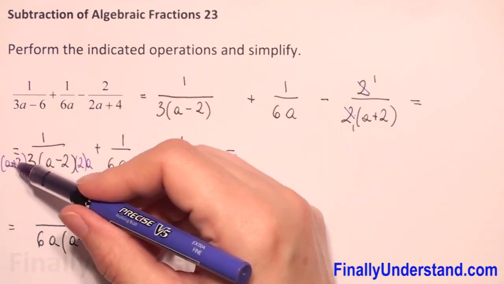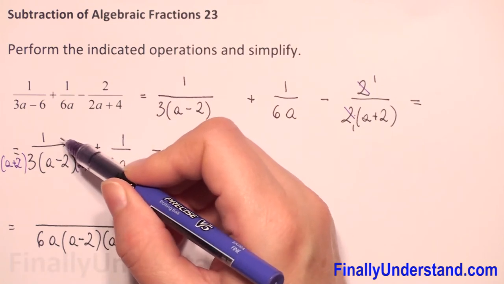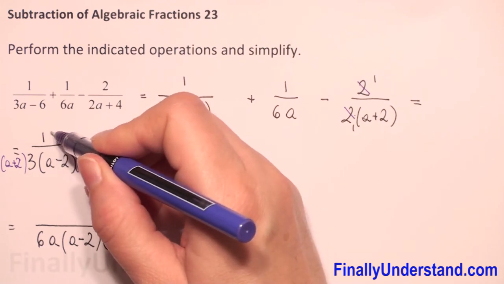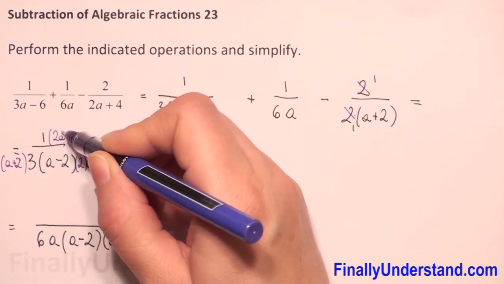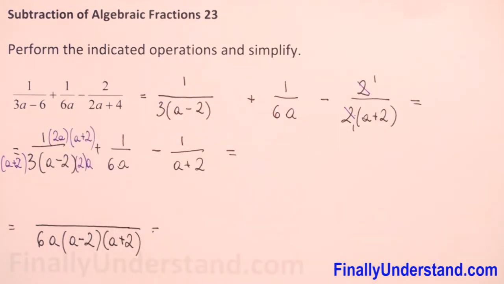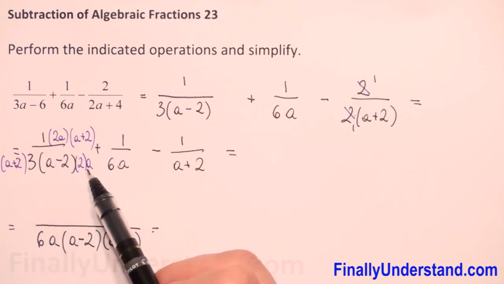So whatever I put in the denominator, I have to do the same in the numerator. So we have to put 1 times 2a and times a plus 2. I cannot change only the denominator. When I change the denominator, I have to do the same operation for the numerator. So now, let's check our denominator. We have 6a, 3 times 2a, 6a. We have a minus 2, a plus 2, a plus 2.